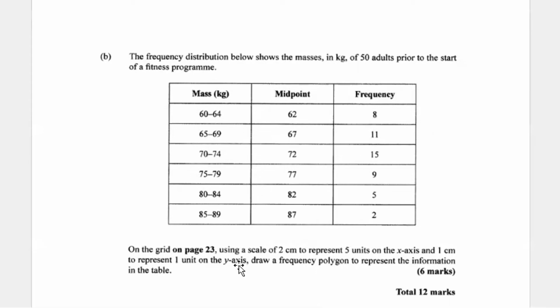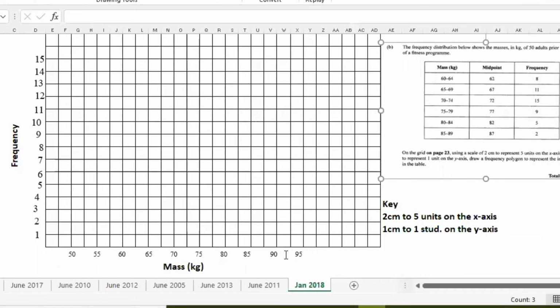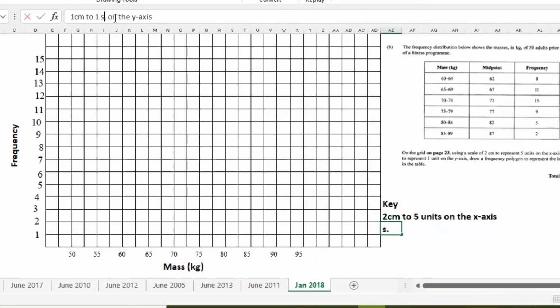So we're going to go to our graph. I am using this to be our graph. So we're looking at scale. It says using a scale of 2 centimeters to represent 5 units on the x-axis. So 2 centimeters to represent 5 units and 1 centimeter to represent 1 adult on the y-axis, since it's the masses of 50 adults.